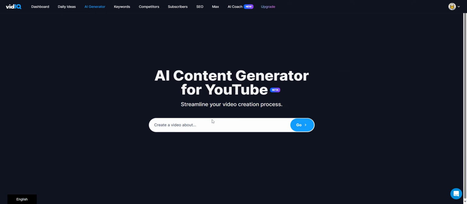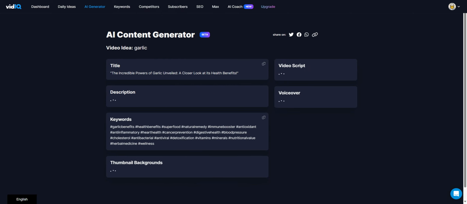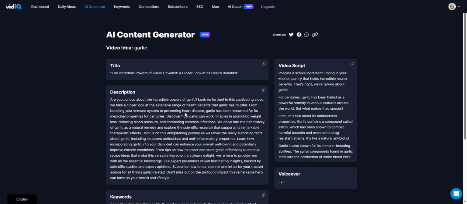Next one is AI generator, and this is pretty interesting. You just put in any topic or sentence or however in depth you want. But let's continue with garlic. So once we put it in, it's actually going to generate us everything that we need for a video. So we have the title, The Incredible Powers of Garlic Unveiled, a closer look at its health benefits.